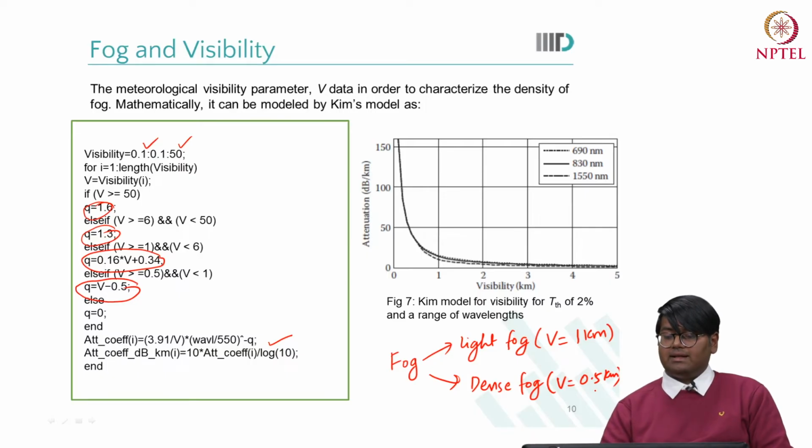So, we see that when you have visibility in the range 0 to 1 kilometer, then your attenuation is very high. This is the case for vehicular VLC. So, there is great attenuation in vehicular VLC in the presence of these fog conditions.